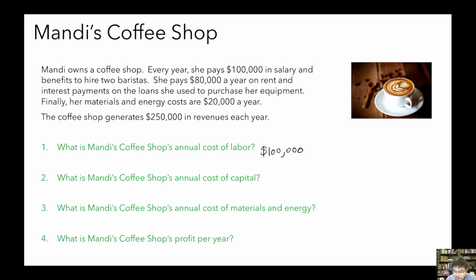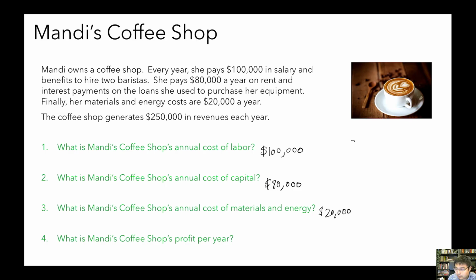What is Mandy's coffee shop's annual cost of capital? Well, she's paying $80,000 in total on both rent and interest payments on the equipment that she purchased. So that will be $80,000 a year on capital costs. And what is Mandy's coffee shop's annual cost on materials and energy? It says right there, $20,000.